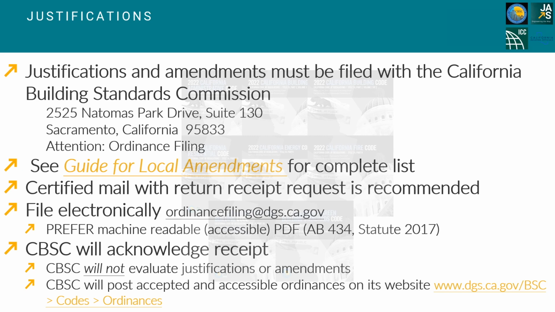It's best to send the ordinance by certified mail if you're mailing a hard copy. Our preference is that you file electronically to our ordinance email address listed here. We prefer that you submit a machine-readable, accessible PDF in compliance with AB 434 statutes of 2017. This allows us to post your accepted ordinance online. CBSC will acknowledge receipt of your ordinance. We do not evaluate the justifications or the amendments, and CBSC will post accepted ordinances on its website listed here.